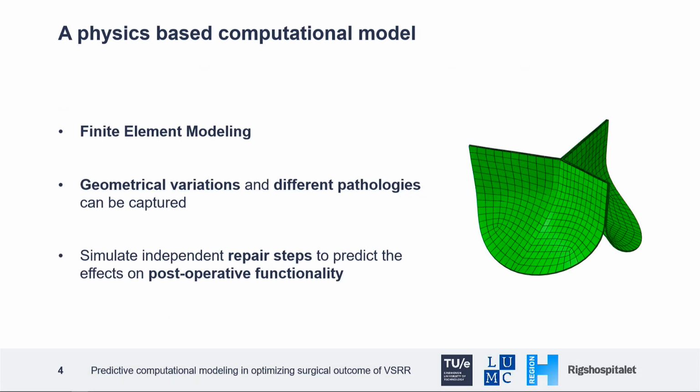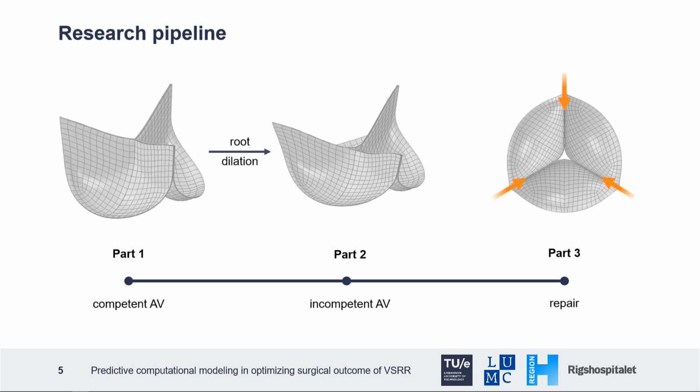So this is a physics-based computational model, which means we use finite element modeling where we can vary the geometrical variations in different pathologies. And we try to simulate the independent repair steps. In our clinic, we do the David procedure to predict the effects on post-operative functionality. So let me take you through this step by step. A research pipeline would, for instance, look like this.